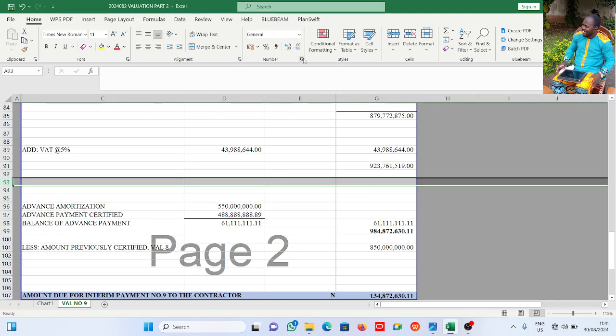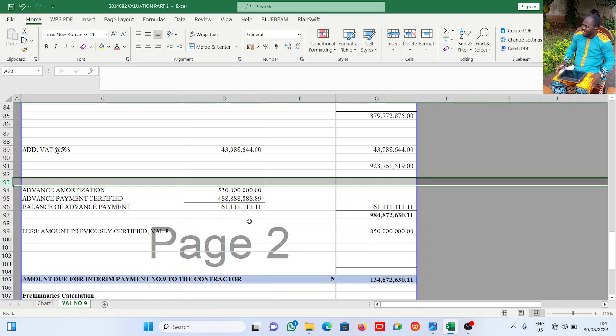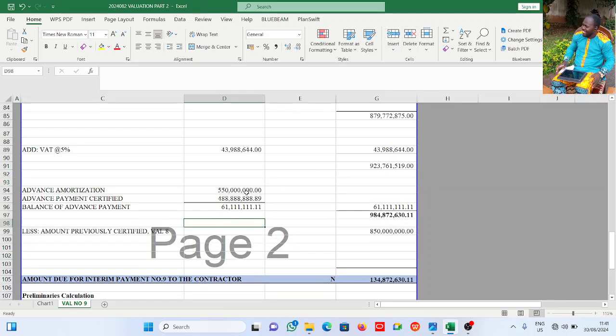Now, this may vary from firm to firm or contractor to contractor. Some contractors do it the way I just did it now and deleted it. Of course, the majority have it like this. So the balance is what you have here. I hope that is clear.